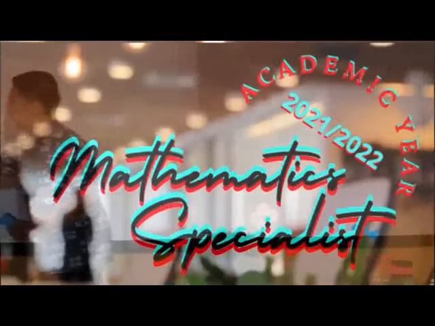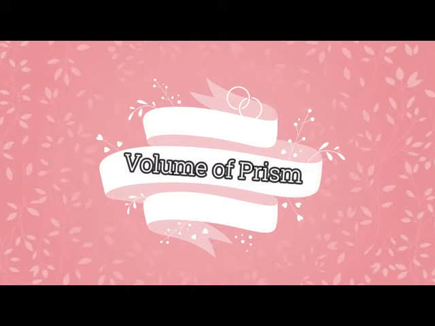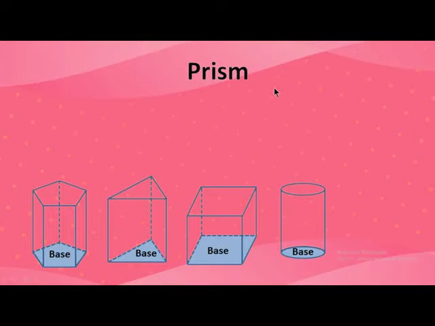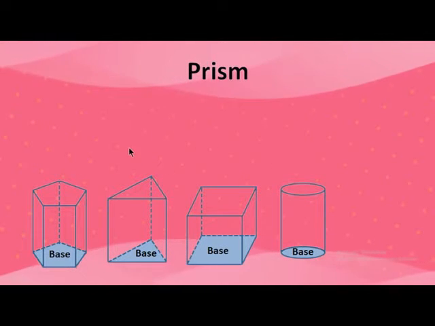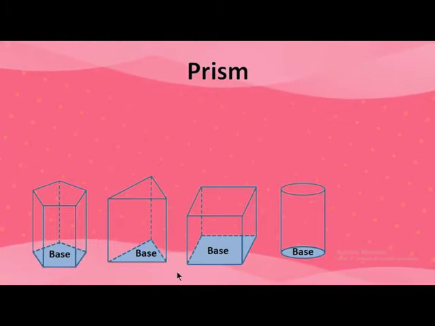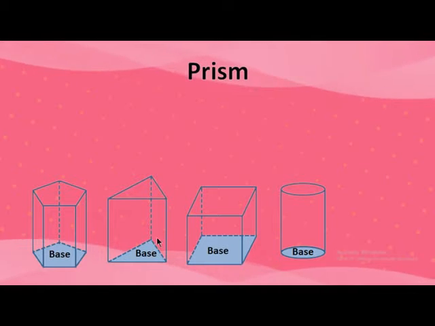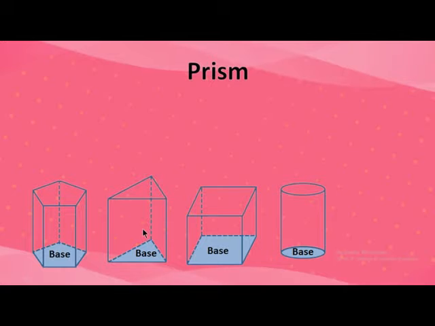And this is Mathematics Specialist class. In this video, we're still going to learn about volume, but in this particular video, we're going to talk about prisms. Why should we talk about prisms more? Because there are actually so many types of prism, like this one, what we call a triangular prism. We name a prism usually according to the shape of the base. This one is a triangular prism because the base is actually a triangle.